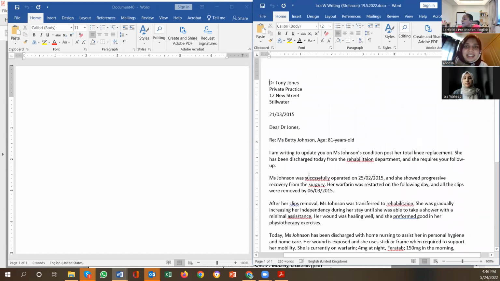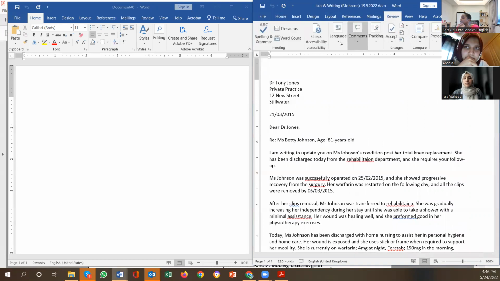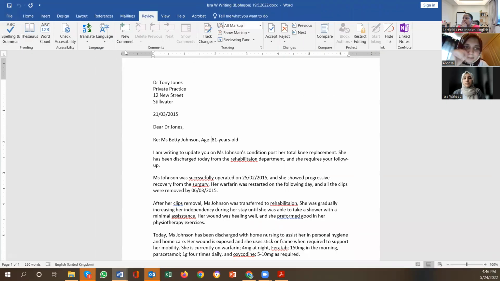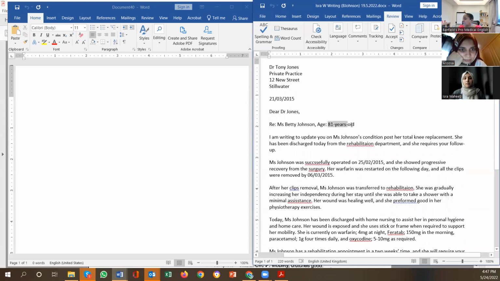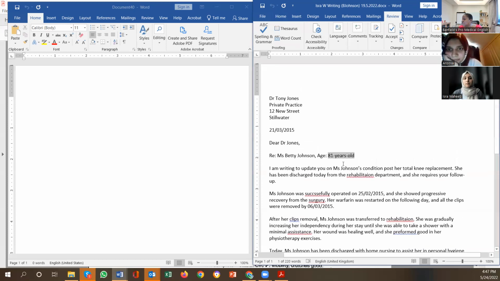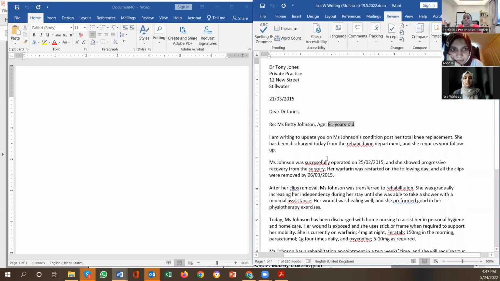Can I ask one thing? Can we write age like this? If we are writing 81, isn't it year only without the S? Or this is fine, I'm just asking. Actually, hold on. Let me show you the either-or. Age, without the S, is the format for an adjective. So you would say an 81-year-old woman, with the hyphens.